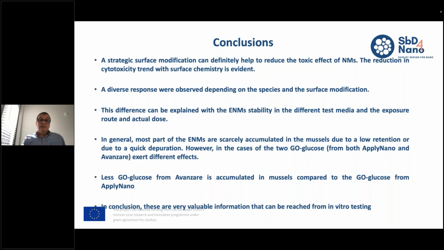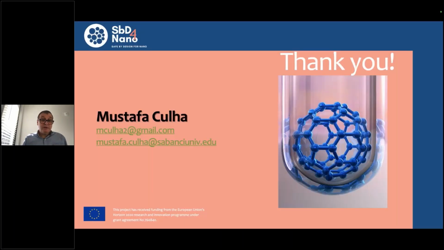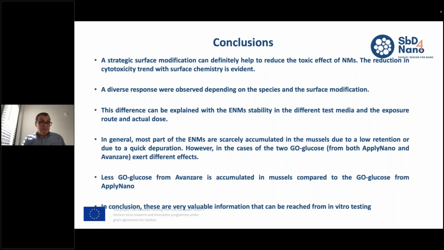In conclusion, I think I'm almost done here. It shows that surface chemistry is an important parameter to understand how these materials behave. It is very possible to make less toxic nanomaterials using surface chemistry. The diversity observed in the results has many different possible reasons. It could be the nanomaterial itself, or the surface chemistry, or the metrics by which these tests are performed.